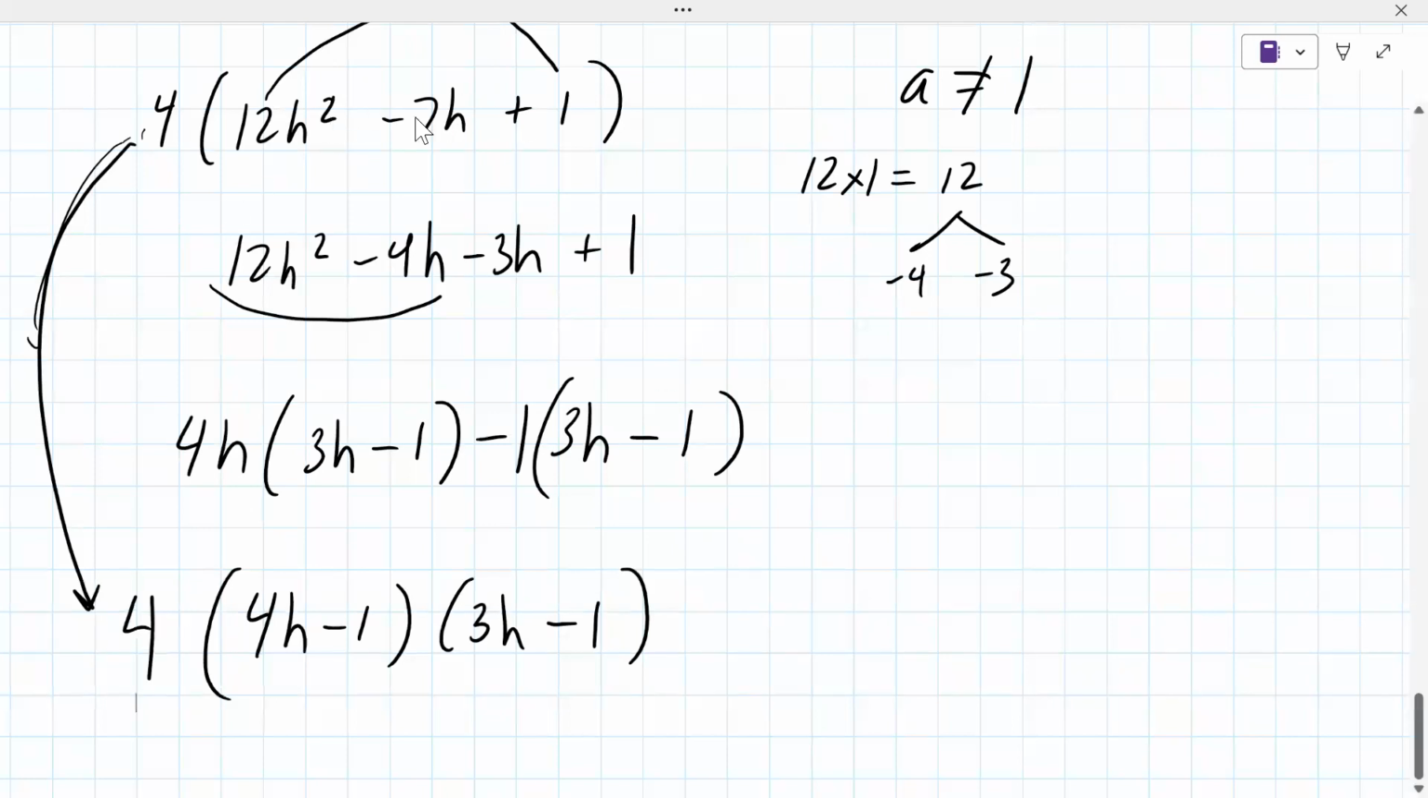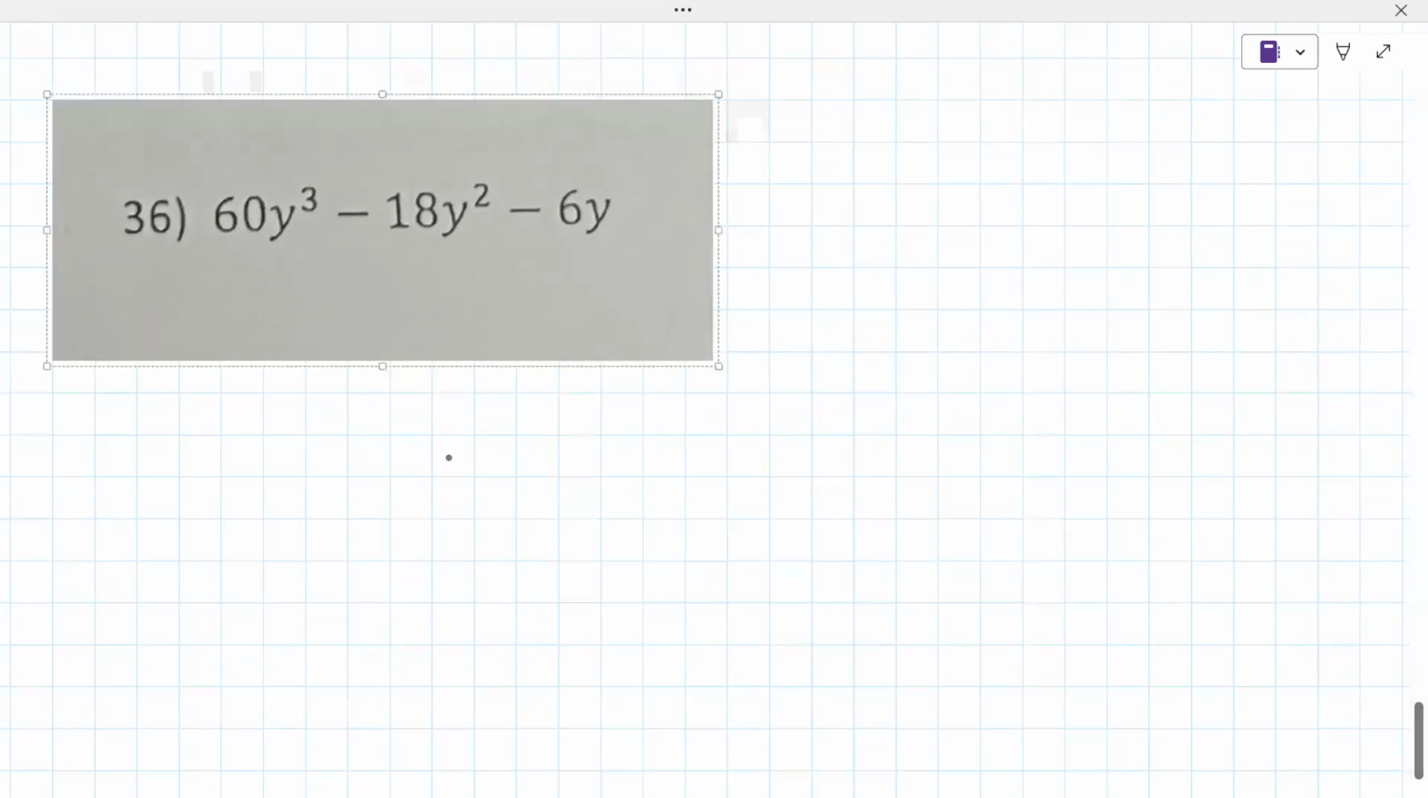So everything inside parentheses here is like the last one, where you're doing the grouping with a not equal to 1. The only difference was this 4 on the outside there. Right. Okay. All right, so 36 here. You always look for a GCF to start. Always, always, always. Makes it so much better.